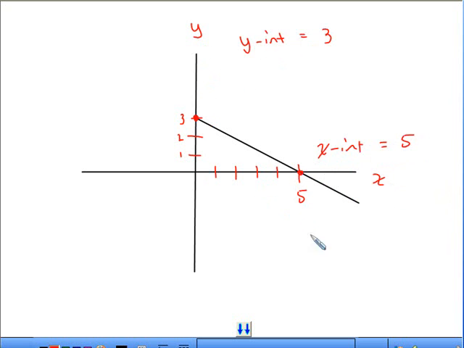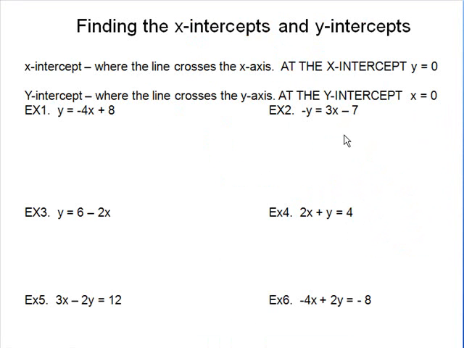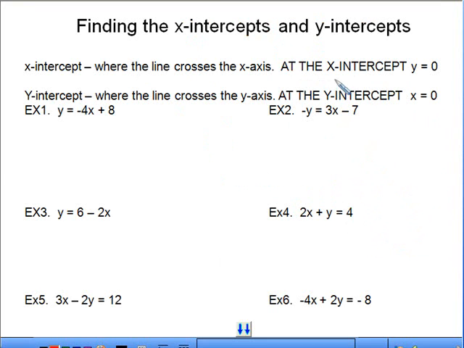Now the key thing that you need to remember: at the x-intercept, y is always 0. So this coordinate here is 5 and 0. The y-intercept here, the coordinate is going to be what? 0 and 3. So the main thing to remember is that at the x-intercept, the other letter, y, is always equal to 0. At the y-intercept, the other letter is x, so that's equal to 0.